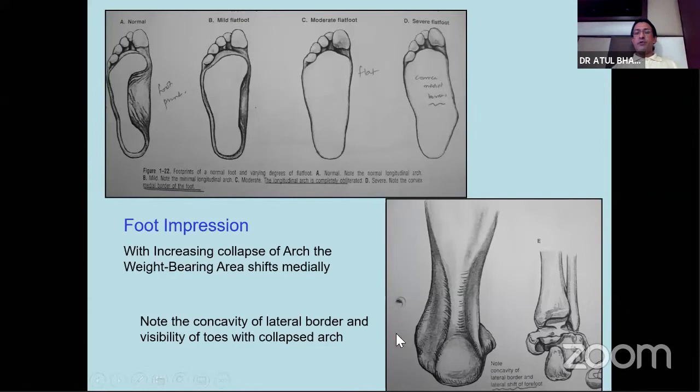Again, if you look at the severe flat foot, you will find that the lateral border becomes concave. So the lateral border here becomes concave, which is here, and that tells you that the foot is very, very severely collapsed. And this is very commonly seen in tibialis posterior dysfunction, in planovalgus foot because of cerebral palsy, or in myelomeningocele. So it's important to remember the severity of the deformity when you see this kind of pattern.